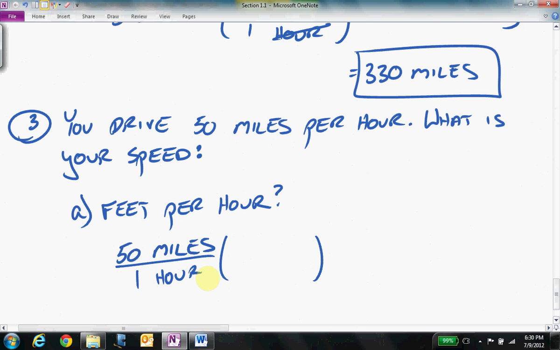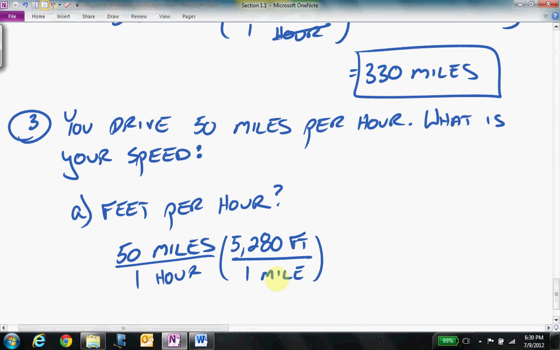Well, we want to get from miles to feet. So we need to convert, and if you don't know it, you need to research it and know that there's 5,280 feet in 1 mile. So that's going to be our conversion there.